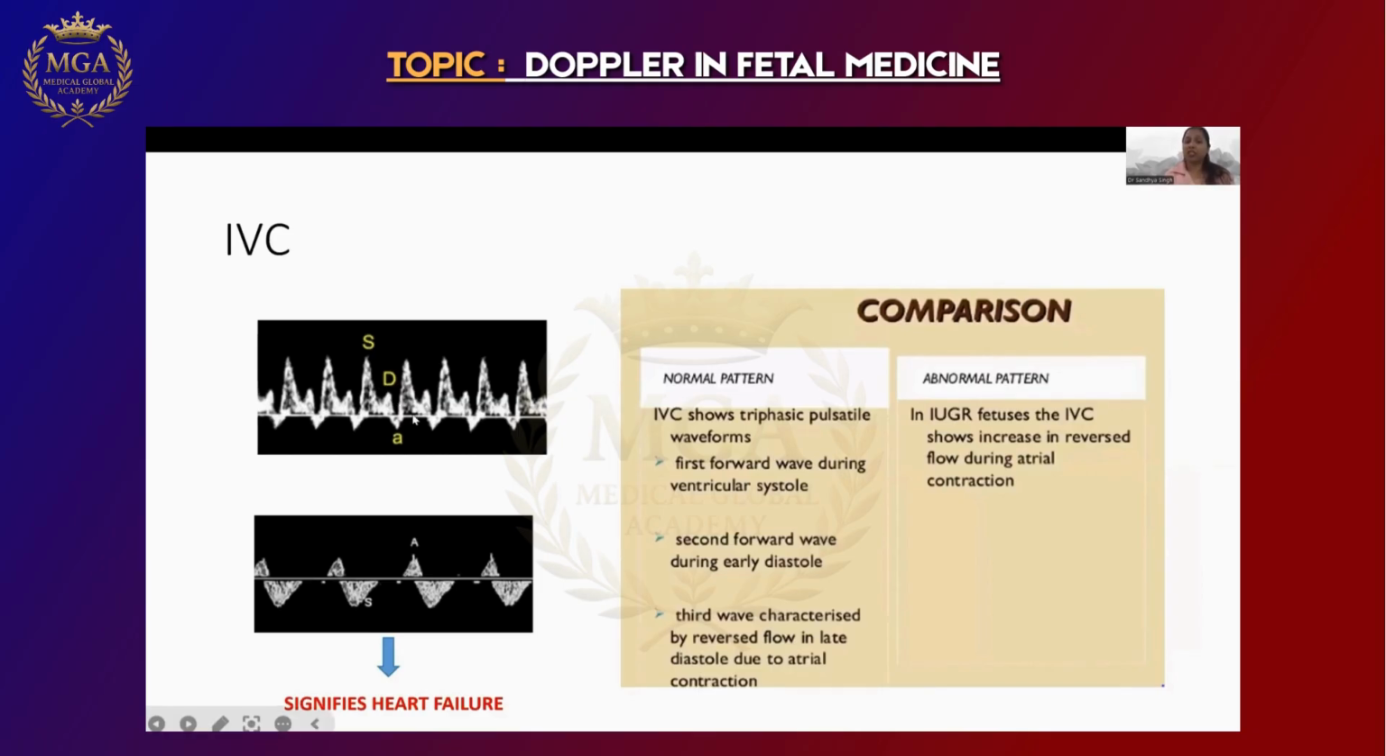So in IVC, there is a normal A wave reversal. But if this A wave reversal goes so much down, this tells that the baby's heart is failing. So a small A wave is normal, but this large amount of flow is abnormal.